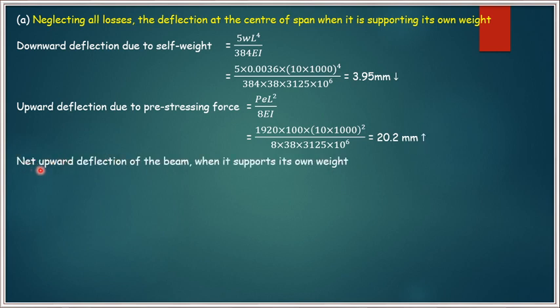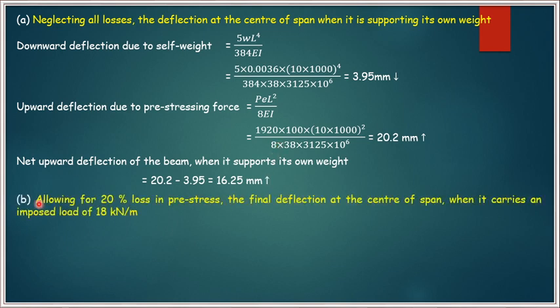Then the net upward deflection of the beam when it supports its own weight. So when it supports its own weight, what is the net upward deflection of the beam? It comes out to be 20.2 minus 3.95 equals 16.25 mm acting in the upward direction. This is the net upward deflection of the beam. Second part, allowing for 20% loss in pre-stress.